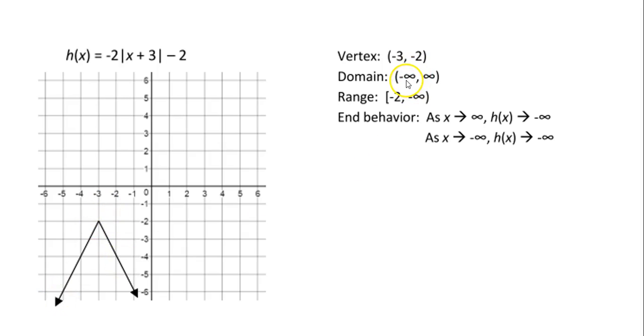The domain again is negative infinity to infinity. The range is from negative 2 to negative infinity because now the graph's going upside down, so it's going down. And we can see the end behavior: as x goes to infinity, the function goes to negative infinity, and as x goes to negative infinity, the function also goes to negative infinity.